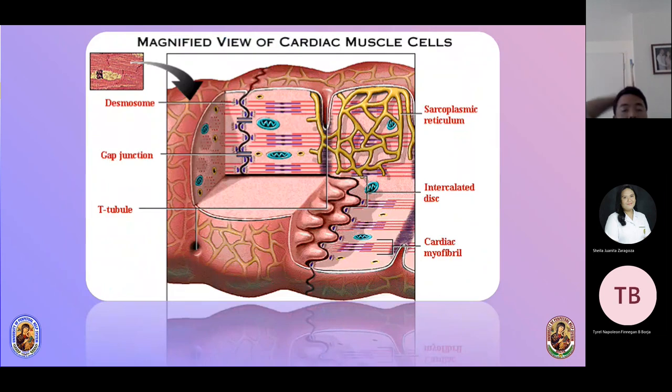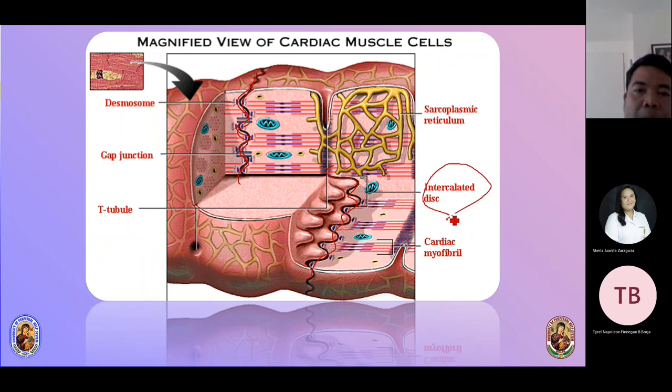Okay, so let's take a look at the magnified view of our cardiac muscles. Ito ang itsura ng ating cardiac muscles when you look at it under the microscope. And you will notice that each of the cardiac cells are interconnected by special cell-to-cell junctions that we call intercalated discs. Itong partition na yan, these are special cell-to-cell junctions. Ito pa, meron din dito. Okay? These are special cell-to-cell junctions that we call intercalated discs.